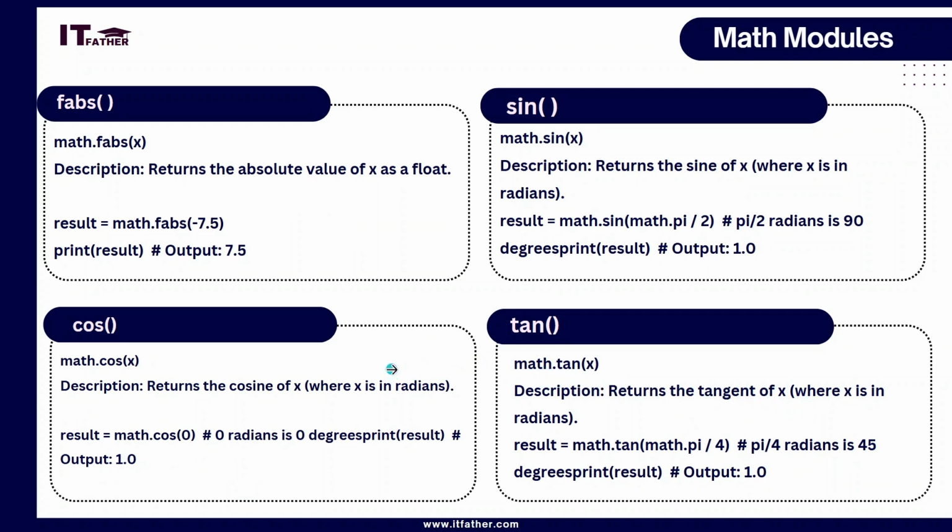Fabs function, absolute means sometimes whenever you are writing a program, your output comes out negative, right? So if you want to remove that negative sign, and if you want to get the output always positive, then we can use this function fabs. It will return the value in a positive way.